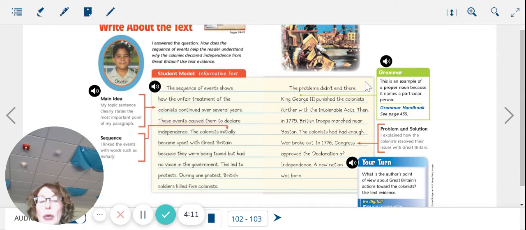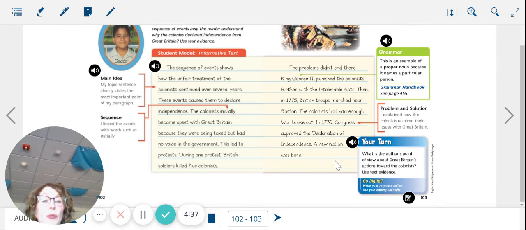In this next paragraph, he also uses text evidence that he had written down in his graphic organizer. He talks about the Intolerable Acts that King George used to punish the colonists. And again, that in 1775, British troops marched near Boston.